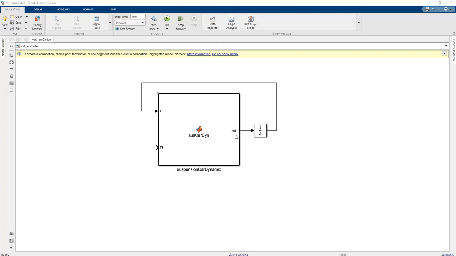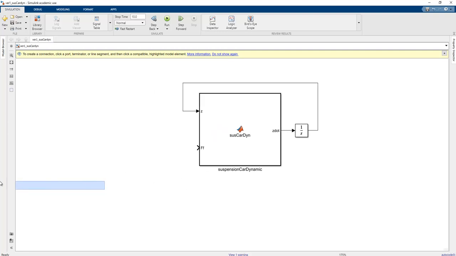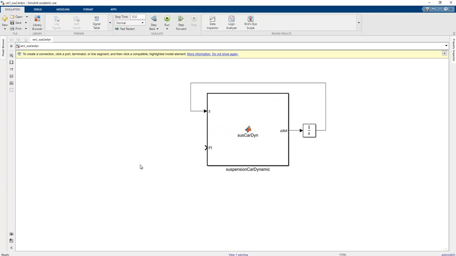Hello guys, in the previous lesson we created the suspension car dynamics with the relation of the state space representation. In this lesson we need to create the Ff force, or produce this force, in order to emulate our system with the proper conditions in real-life applications.